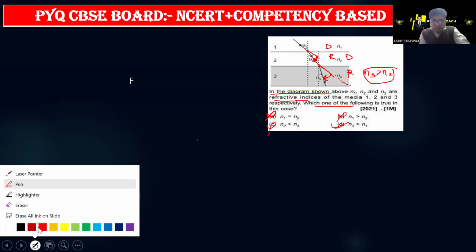So the right option is D. Clear? So always check the diagram carefully before solving the question. So the right option is D.